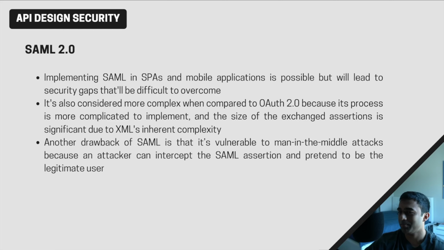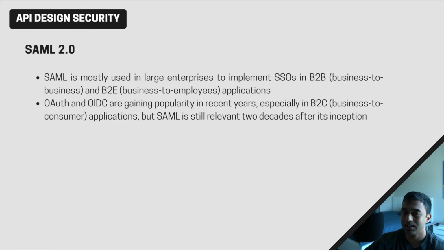It's also considered more complex when compared to OAuth 2.0 because its process is more complicated to implement and the size of the exchanged assertions is significant due to XML's inherent complexity. Another drawback of SAML is that it's vulnerable to man-in-the-middle attacks because an attacker can intercept the SAML assertion and pretend to be the legitimate user. And SAML is mostly used in large enterprises to implement single sign-ons in business-to-business and business-to-employee applications. OAuth and OpenID Connect are gaining popularity in recent years, especially in business-to-consumer applications, but SAML is still relevant 2 decades after its inception.